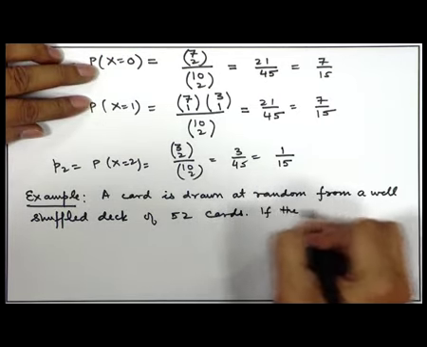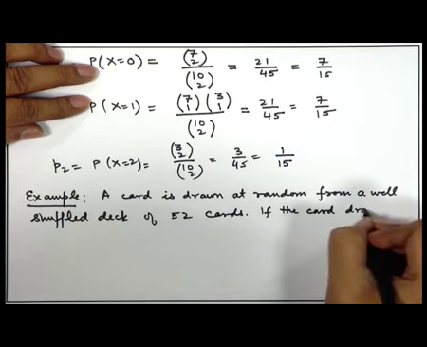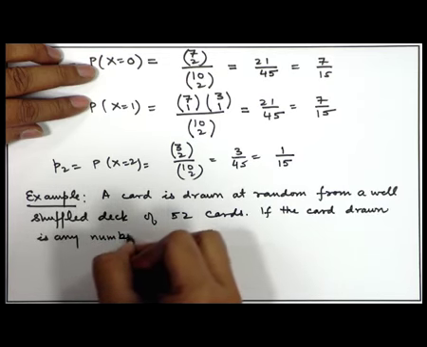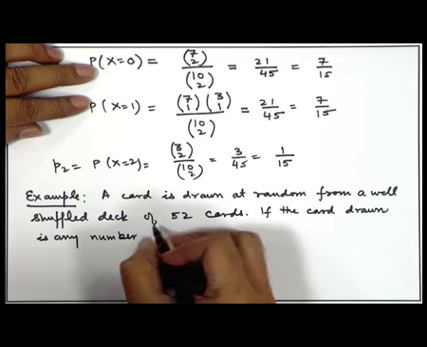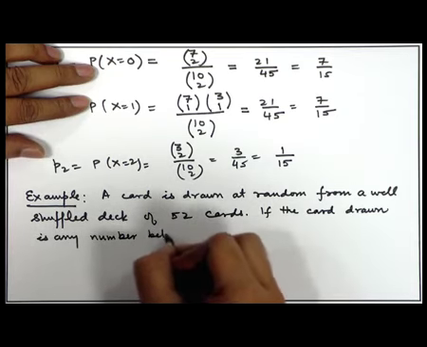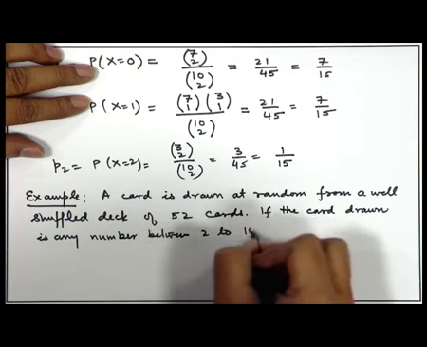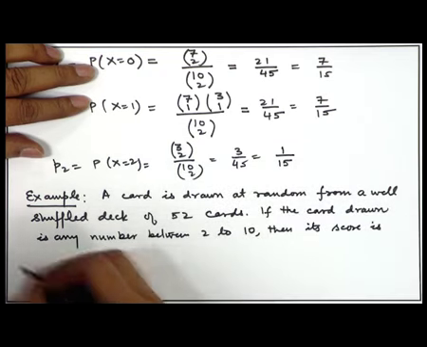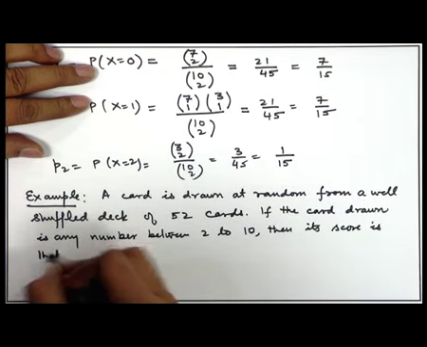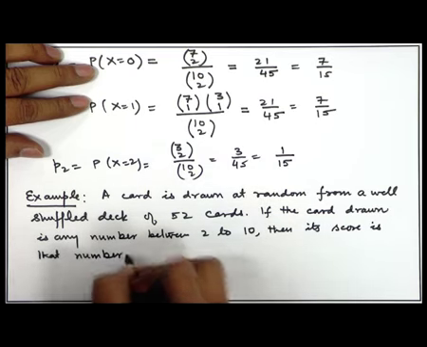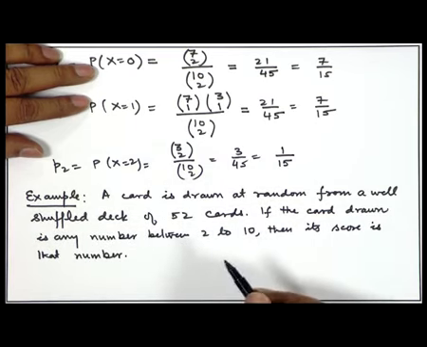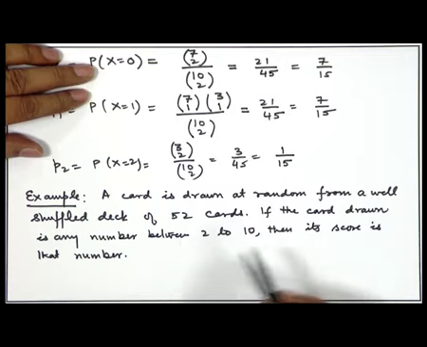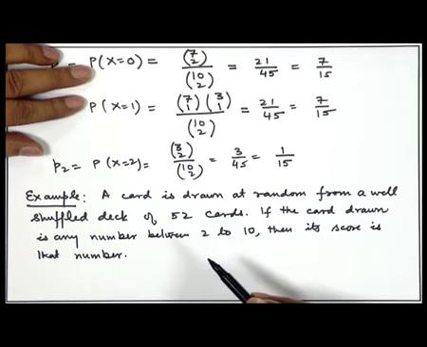If the card drawn is any number between 2 to 10, then its score is that number. That means, if we draw a 2, then the score is allocated as 2. If we draw a 5, then the score allocated is 5.